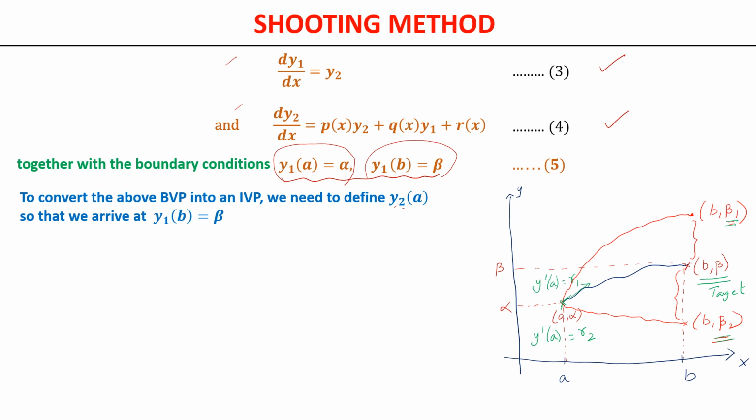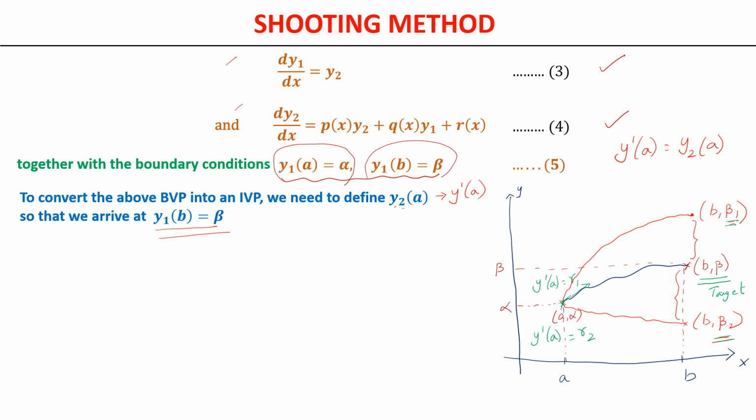So let's see what to do now. We said to convert this BVP into an IVP, we need to define y2 of A. What is that y2? I have suddenly called it y dash of A. In our terminology, it is y2 of A. So it's the same. It is nothing but y dash of A.